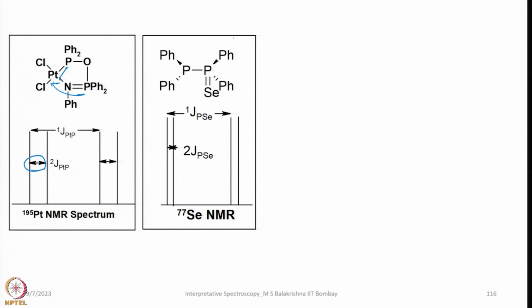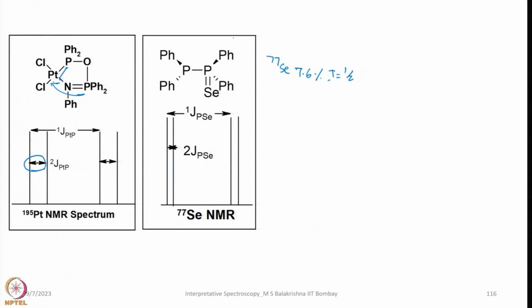Now I will come back to phosphorus NMR. Let us look into this molecule here. Here is a PP bonded compound with one of the phosphorus atoms oxidized with selenium. So selenium, 77 selenium, has about 7.6% natural abundance and I equals half, and the rest is 76 selenium, which is NMR inactive.